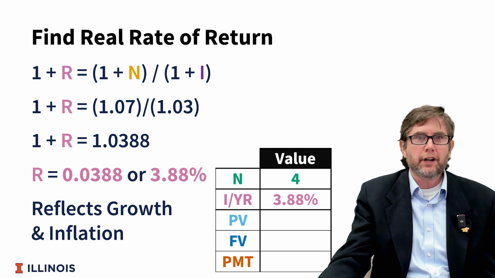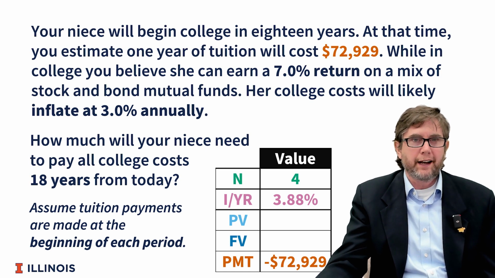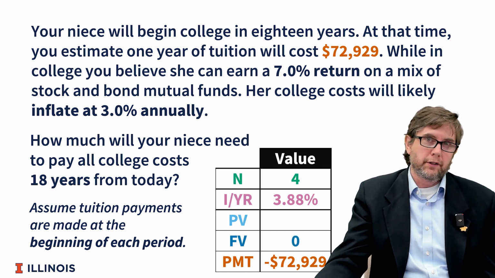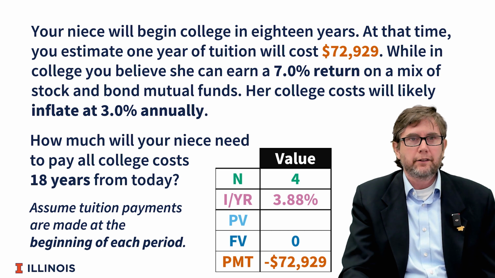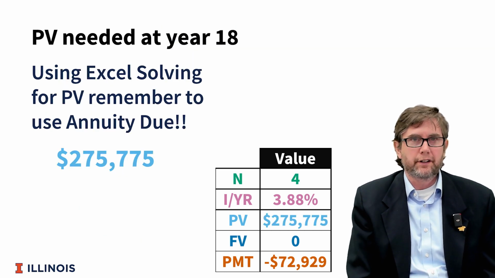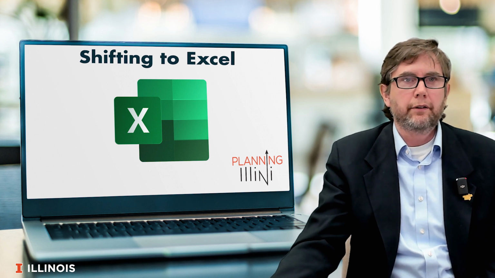So let's plug all that in, shall we? 4 is going to be n, 3.88 is i, negative 72,929 is payment, and there's not going to be anything left in the account when we're done, so we'll zero it out. So the question then becomes, how much do they need when they start here? Boom, $275,775. Well, let's hop over to Excel and figure that out.